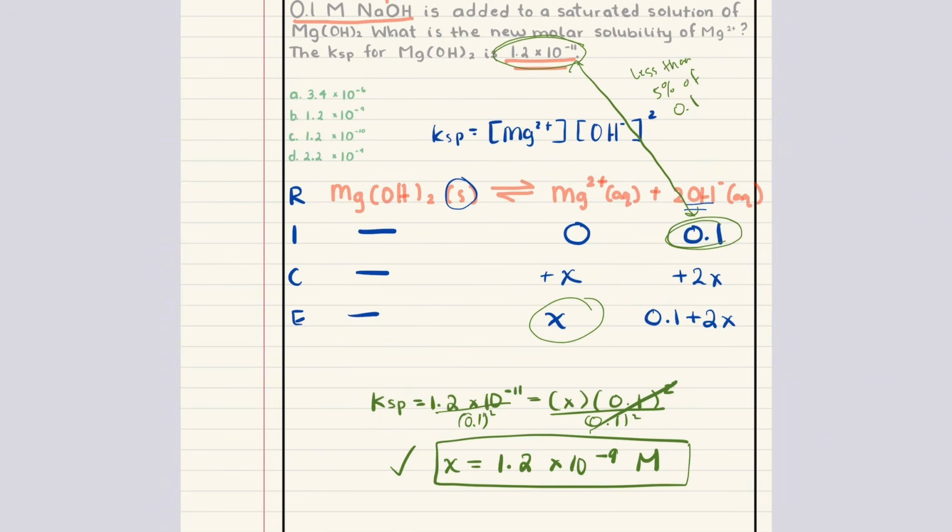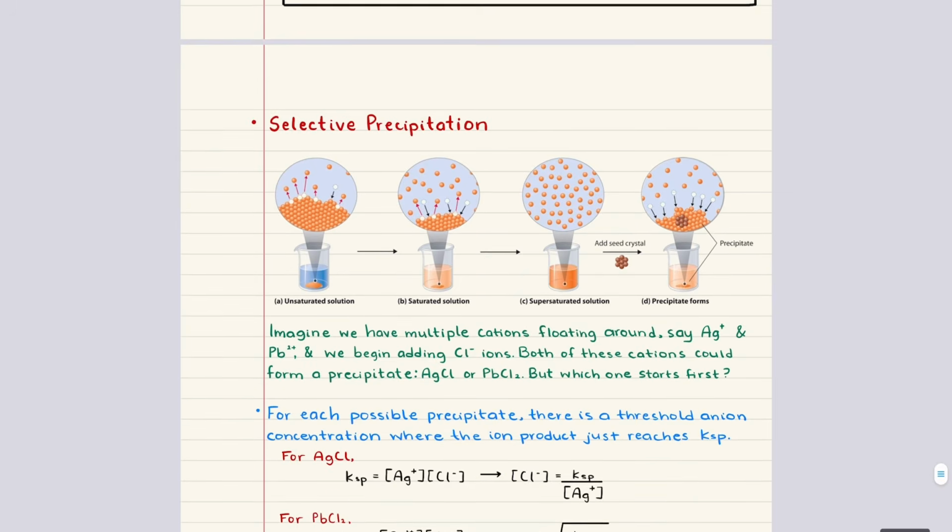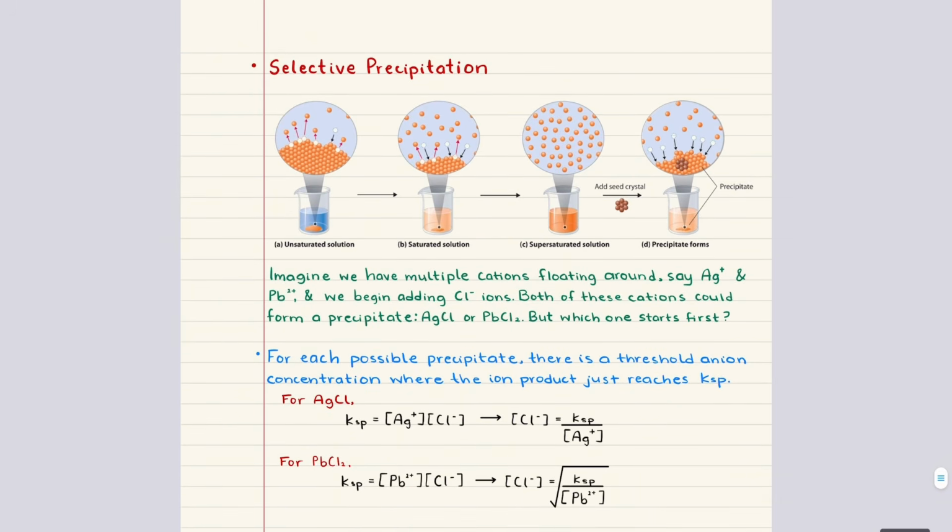And with that, we've completed this problem, and we can move into our last and final topic for this lecture, which is about selective precipitation. Imagine we have a solution that contains more than one type of cation. For example, silver ions and lead 2+ ions. If we begin to add chloride ions to this solution, both of those cations have the potential to form insoluble salts, silver chloride or lead 2 chloride.